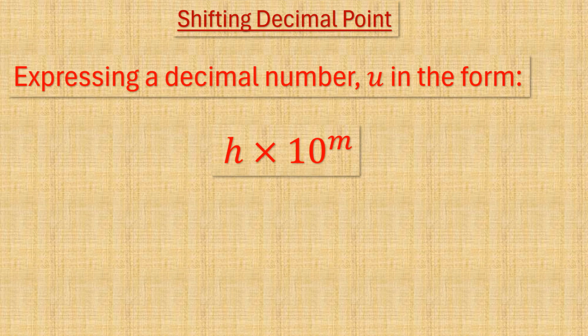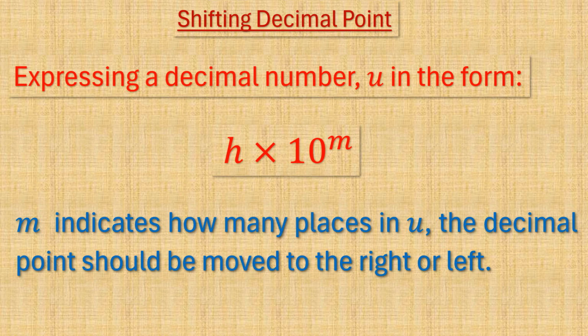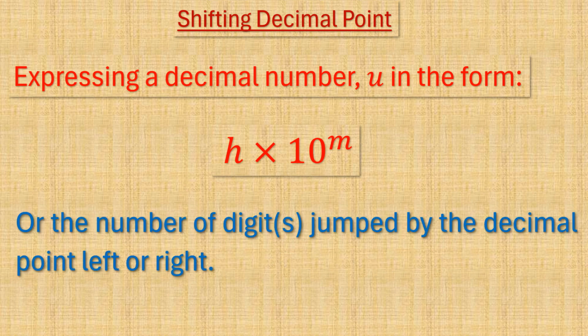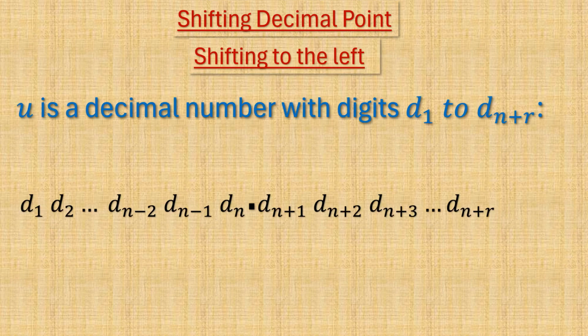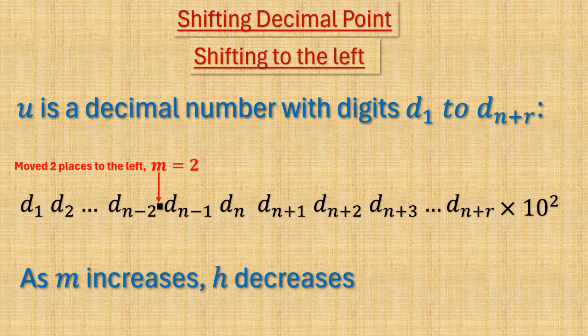Let us consider a decimal number u written in the form h times 10 raised to power m. M indicates how many places in u the decimal point should be moved to the right or left, or the number of digits jumped by the decimal point left or right. If u is a decimal number with digits d1 to dn plus r, m is positive when the decimal point is moved to the left. See, the decimal point moves 2 places to the left and m increases. As m increases, h decreases.